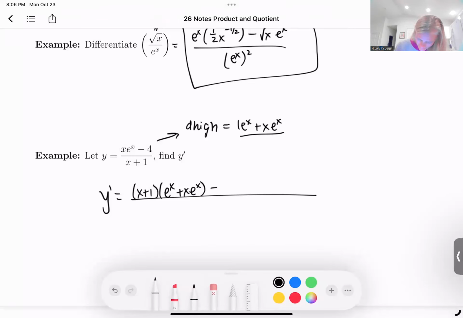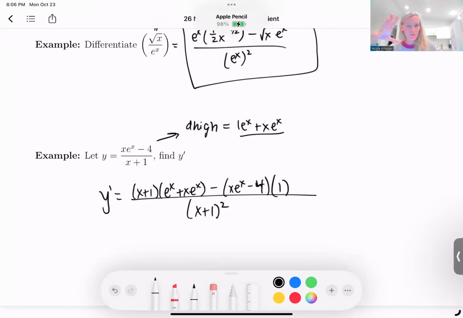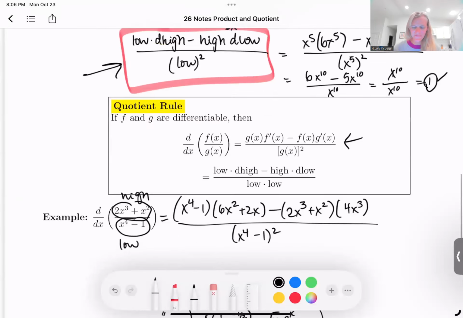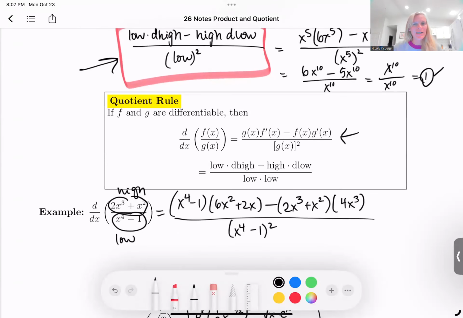Now I have minus high, d low. Thankfully, my d low is just 1. I don't need a product rule there. And then all over low squared. Okay, so hopefully the product and quotient rule makes some sense to you. We'll get a lot more practice in class, but you definitely want to memorize the format of these. Don't try and memorize things in terms of F's and G's. Remember how the process works.